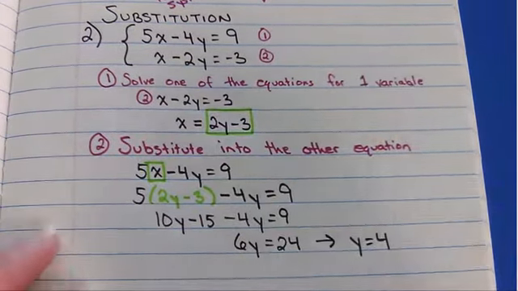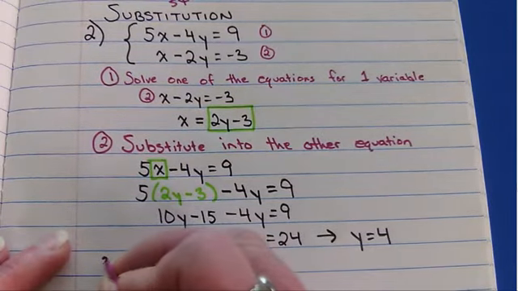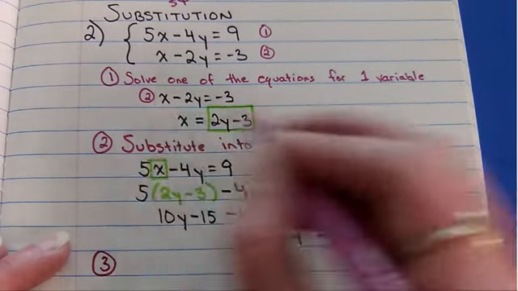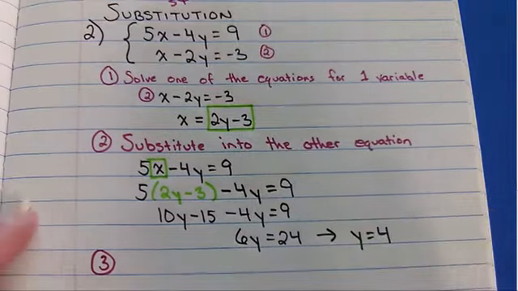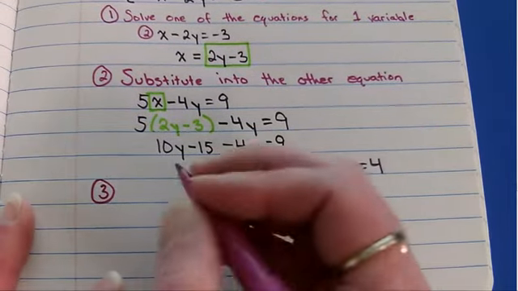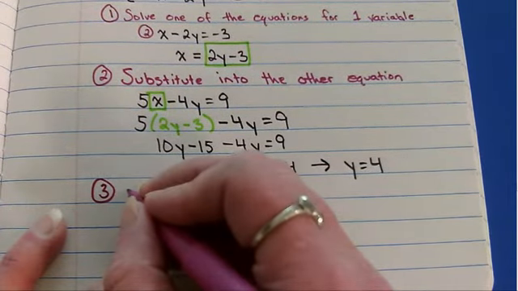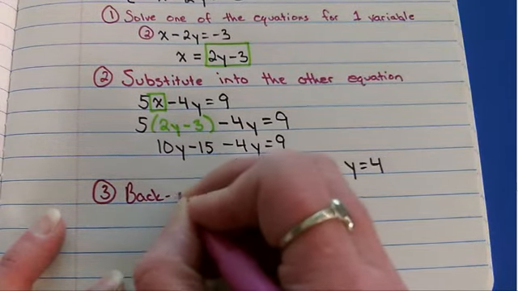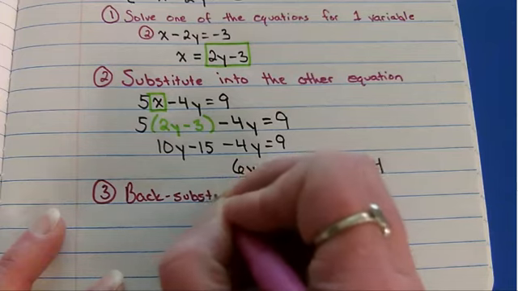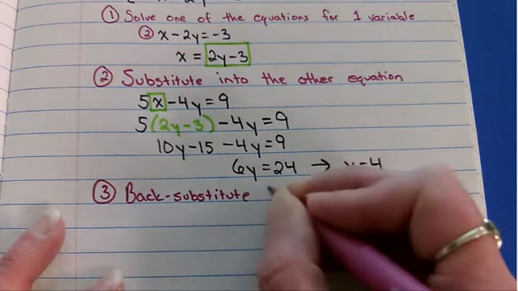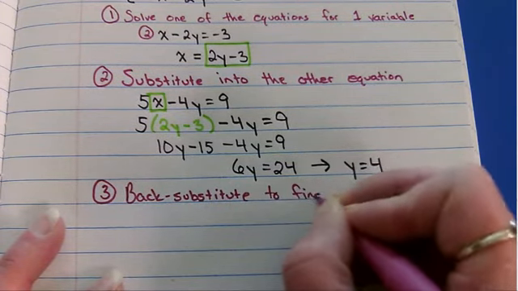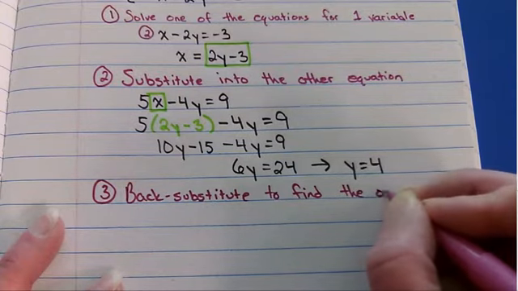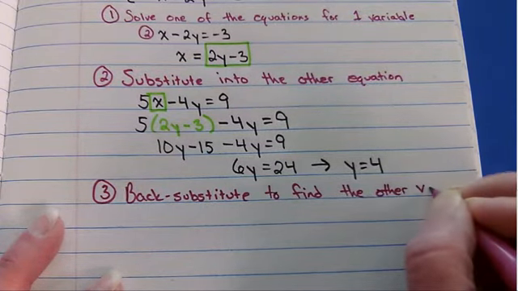So step 3, and I probably shouldn't have done these with circles since I labeled these with circles, but that's okay. We're going to back substitute to find the other variable.